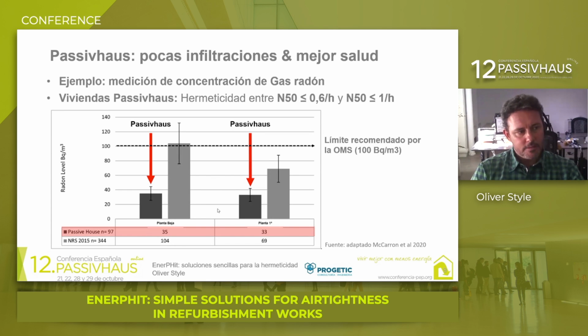The difference between the ground and first floors in the reference homes was due to the phenomenon we mentioned on the previous slide, namely the chimney effect. When the home is heated in winter, hot air rises, there is exfiltration on the upper floor and infiltration on the ground floor, causing radon to enter.